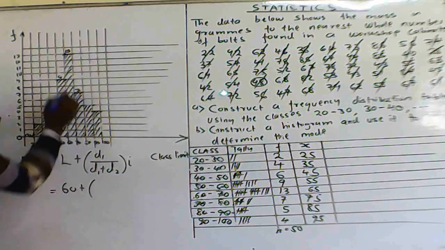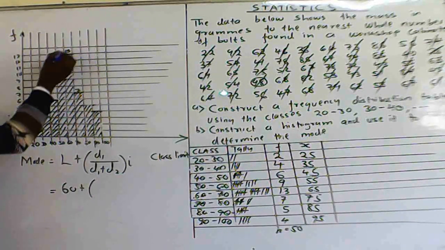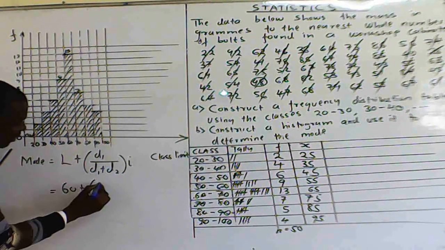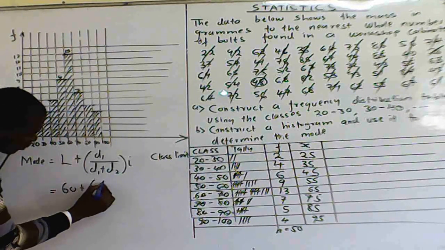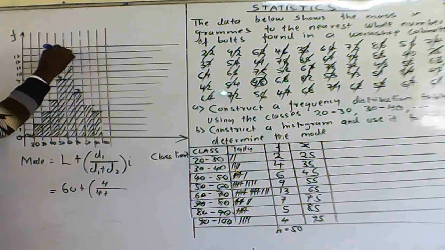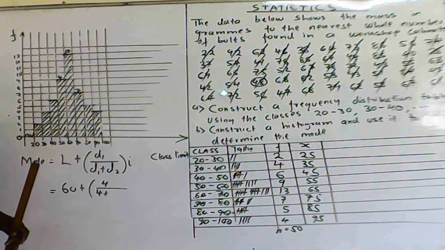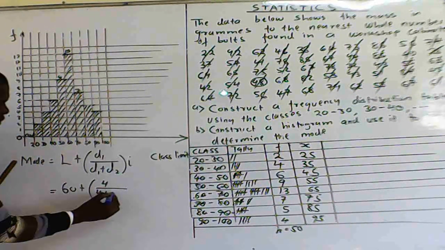Then plus D1, which is its frequency minus the frequency before it, isn't it? Yes. So it is 13 minus 9. You get D1 to be 4. D1 is 4. Then plus D2, which is the frequency of that modal class minus the frequency after it, isn't it? So it is 13 minus 7, isn't it? You get it to be 6.